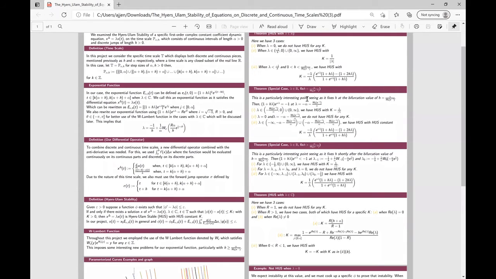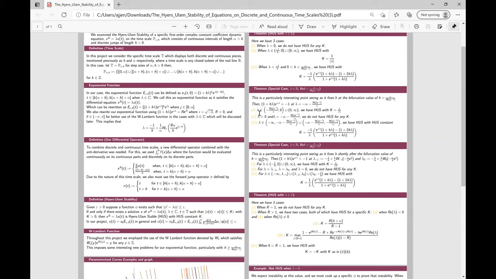Then we move into a special case, where we still keep lambda in the real numbers, and we fix our h value to be strictly at the bifurcation value that we mentioned before. When we do this, we must note that our exponential function is then equal to -1. And then we also must note that lambda is equal to negative alpha minus the W Lambert function of e to the -1, over alpha.